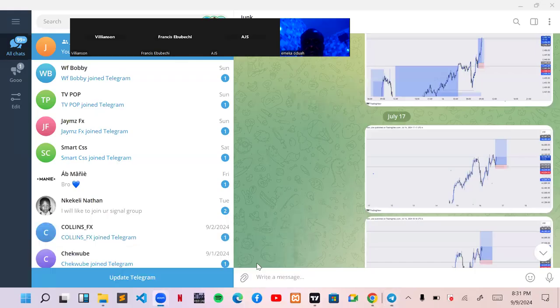I don't make use of fair value gaps. I only use breaker blocks and other blocks.